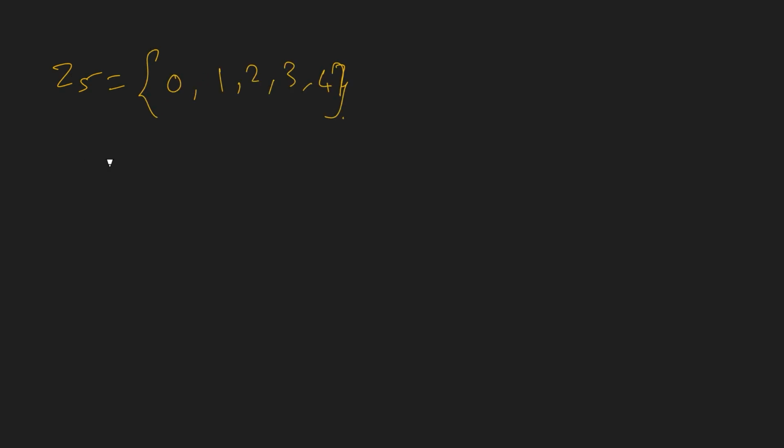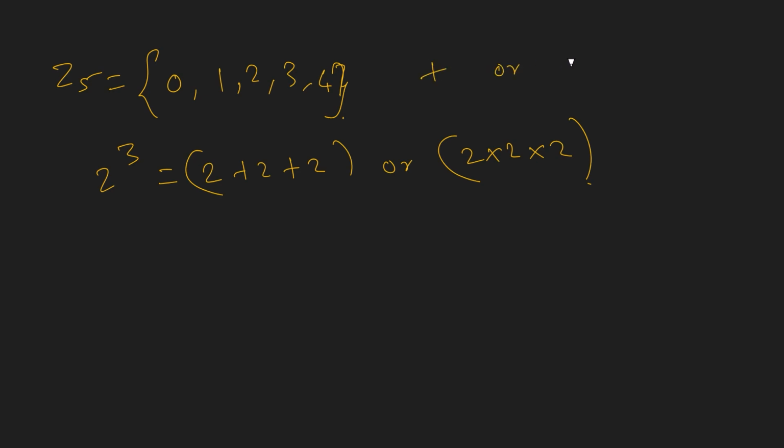So what does this mean? 2 to the power 3. What does this mean? Does that mean 2 plus 2 plus 2 or 2 times 2 times 2? Okay. So we have to be precise. In the definition of the group, we have the set and the operation. So here the operation can be two things, either addition or multiplication. First we will take a look at the addition.